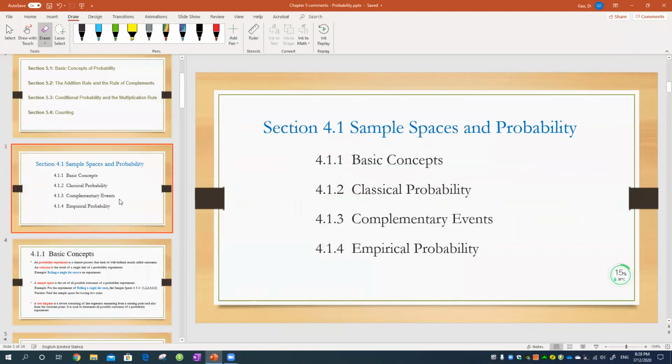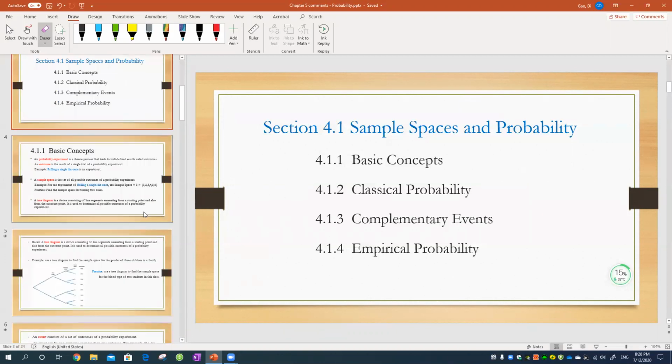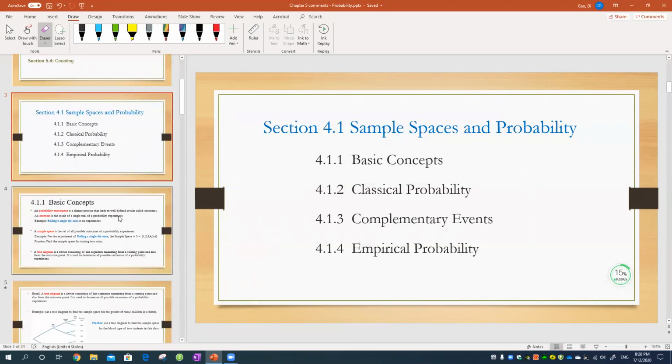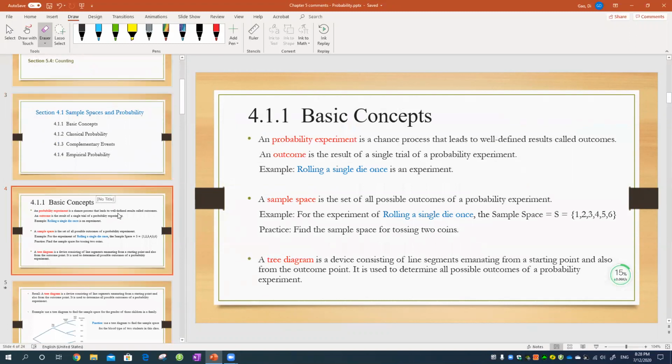And for 5.1, we have 4 parts. We're going to have basic concepts, the classical probability, and then complementary events, and then empirical probability. So you might see terms like events or complementary. You might still not have a clue what they mean, but as we discuss this chapter, we'll introduce those concepts.